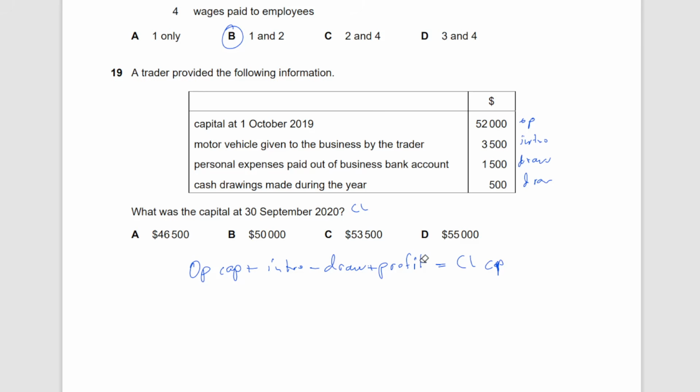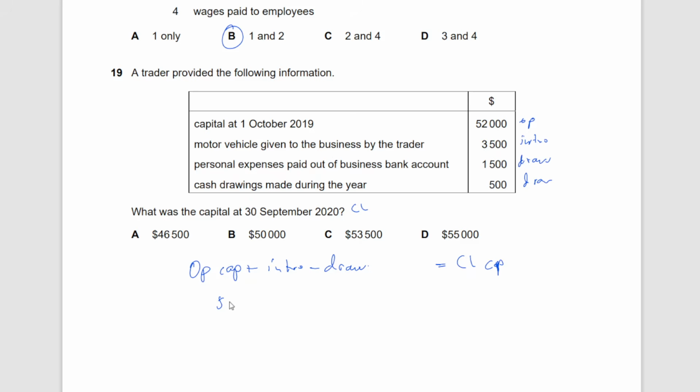In this particular question, we do not have profit figures, so this is not part of the equation. But remembering this whole thing will help you figure out any of the missing elements, right? Using basic algebra. So if, let's say, closing capital is missing, just put the rest of them, solve it. If capital introduced is a missing figure, identify that, right?